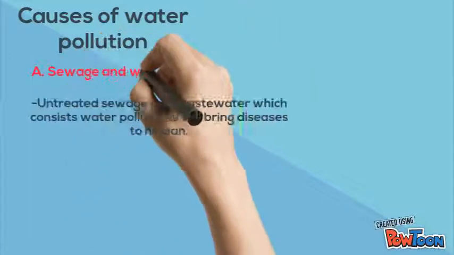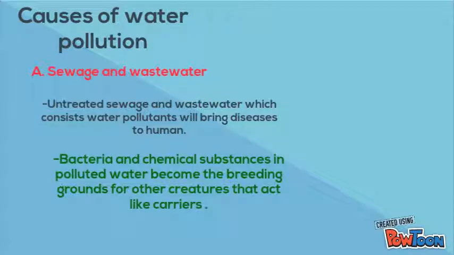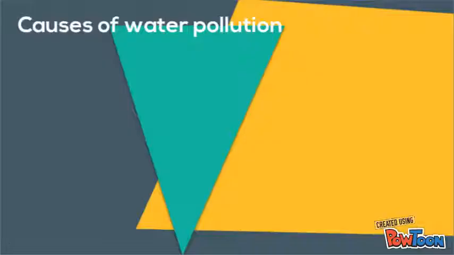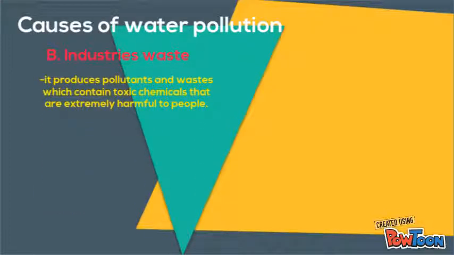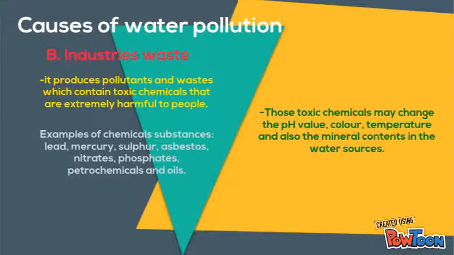Causes of water pollution. First, sewage and wastewater. Untreated sewage and wastewater which constitute water pollutants will bring disease to humans. Bacteria and chemical substances in polluted water become the breeding grounds for other creatures that act like carriers. Next is industry waste. It produces pollutants and waste which contain toxic chemicals that are extremely harmful to people. Examples of chemical substances: lead, mercury, sulfur, asbestos, nitrates, phosphate, petrochemicals, and oils.